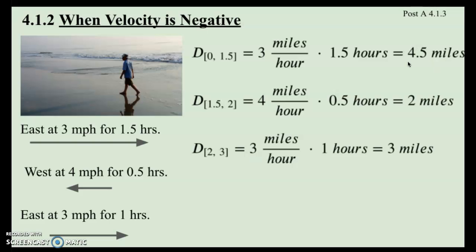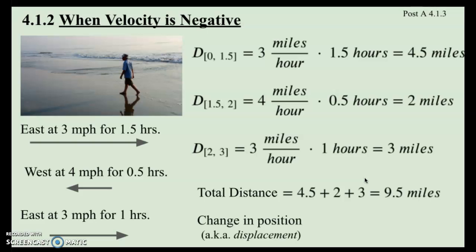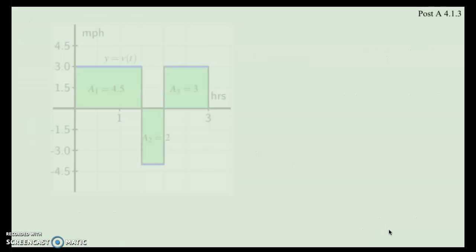So I'm walking east for 4.5 miles. I'm walking west for 2 miles, and then I'm walking east for 3 miles again. So my total distance is going to be just the sum of those three numbers, but my displacement is going to be taking into account that I walked right, then left, and then right again. There should be miles at the end of this, but it's 4.5 positive because I'm walking to the right, negative 2 because I'm walking to the left, and then positive 3 because I'm walking to the right.